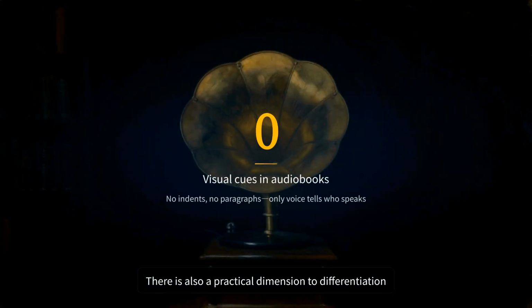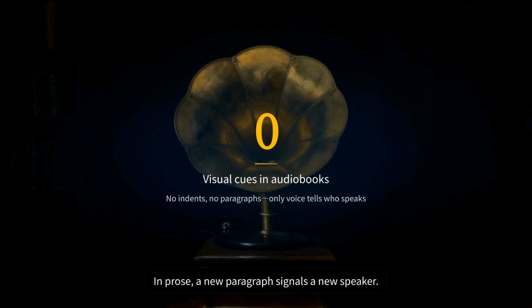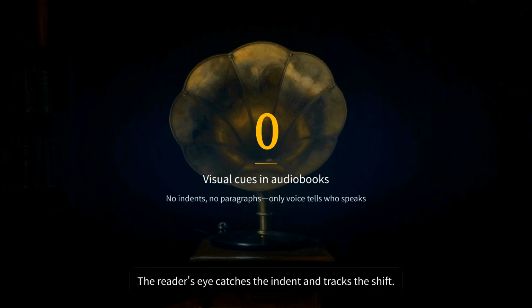There is also a practical dimension to differentiation that craft instruction often overlooks. In prose, a new paragraph signals a new speaker. The reader's eye catches the indent and tracks the shift. In an audiobook, that visual cue is gone. The listener has only the distinctiveness of each voice to know who is speaking. When 3 or more characters share a scene and their voices are not genuinely differentiated, the listener is lost. The audiobook market is enormous and growing. Voice differentiation is not only a craft virtue, it is a functional requirement for a significant and expanding portion of the audience.